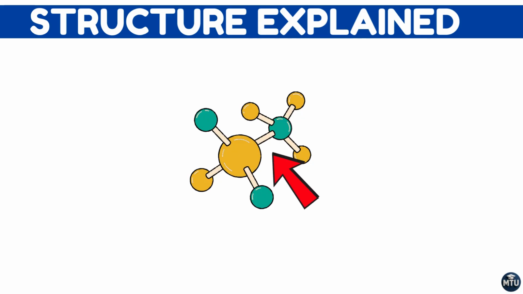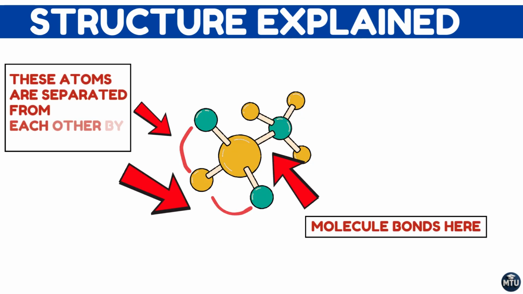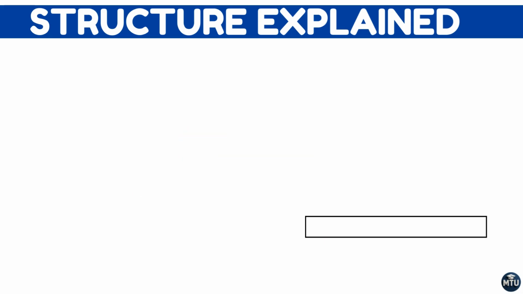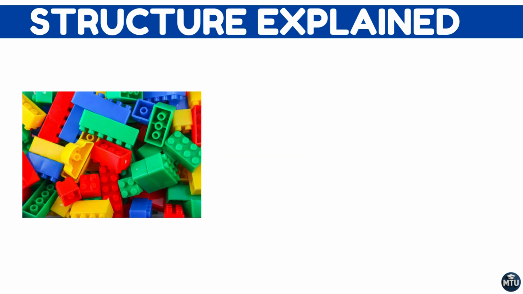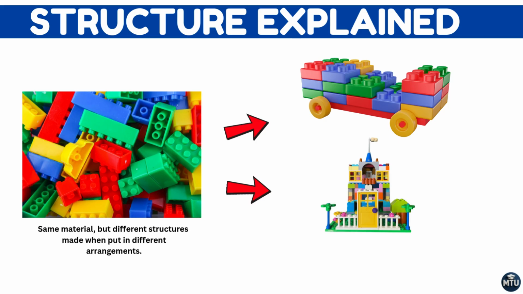Now, let's explain structure more deeply. Structure is how those atoms are connected or arranged. Even with the same composition, different structures can lead to very different materials, just like Lego bricks built into a car or a house, or maybe something else that you enjoy. It's how they're arranged that makes up the structure.